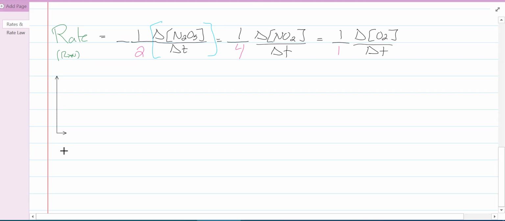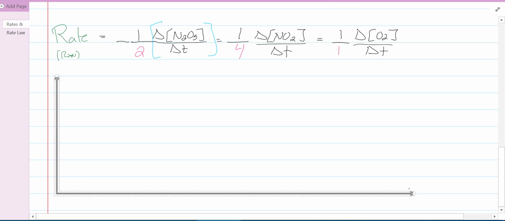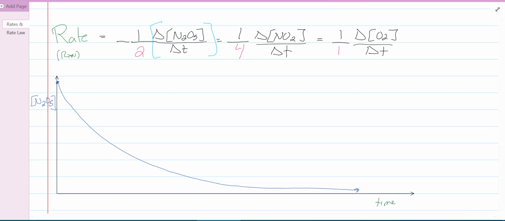So let's look at some of this in terms of graphing. I have my time on this axis, on X, and we'll have our concentration of N2O5 here. So we'll start at time 0. Let's say we start there, and what usually happens is it starts decreasing, and it decreases and slows down with time. And you say, well, it never stops. Well, technically, probably not, right?